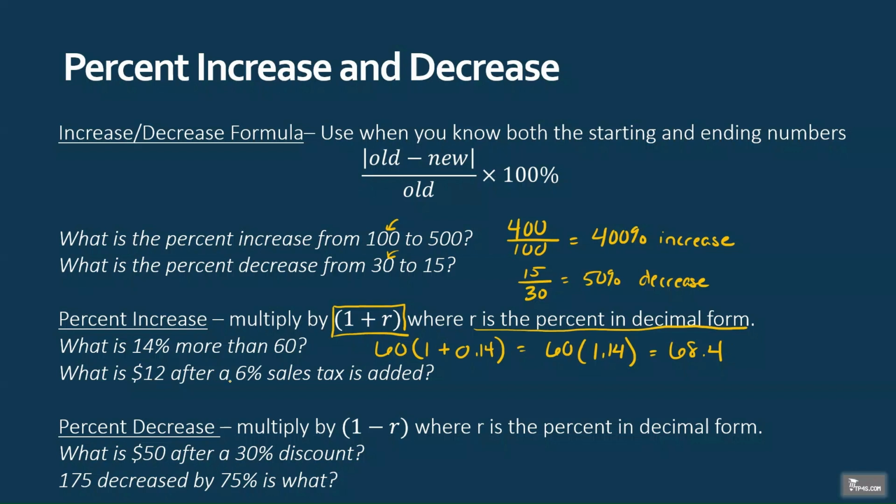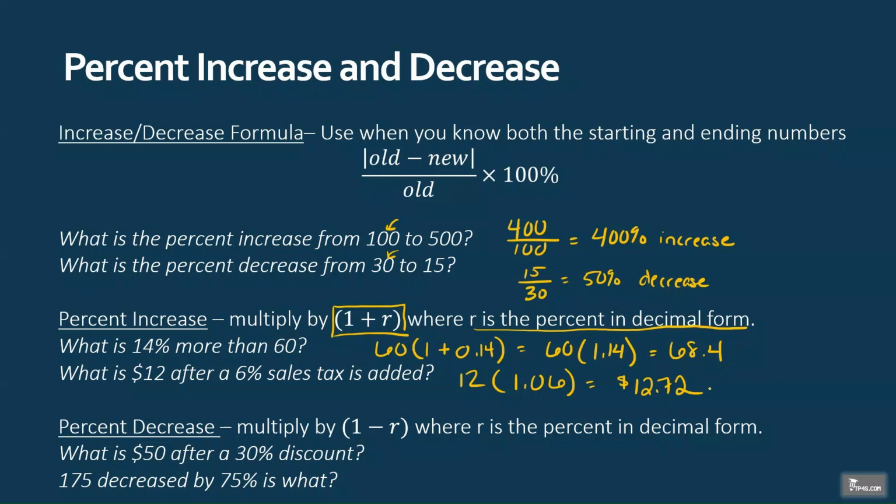Now, $12 after 6% sales tax is added. You're going to take that $12 and you're going to multiply it not times 1.6, but 1.06. If you multiply it by 1.6, you gave yourself a 60% sales tax, way too much, right? So you're going to multiply that by 1.06 and you should get $12.72.